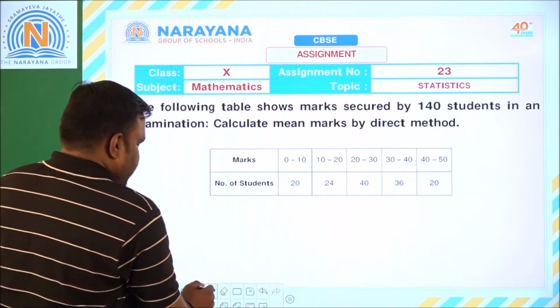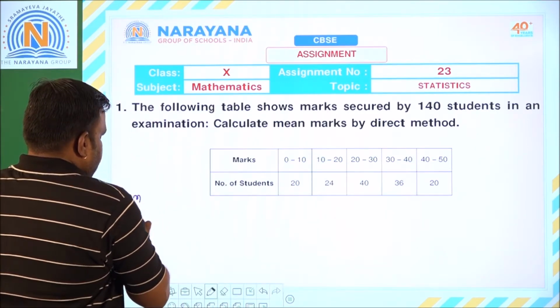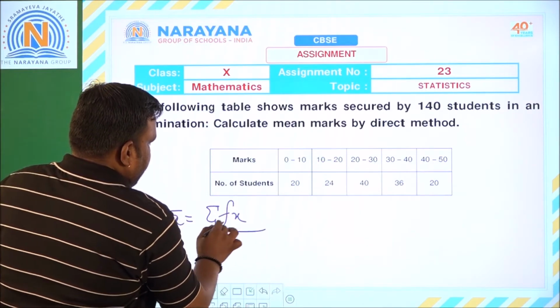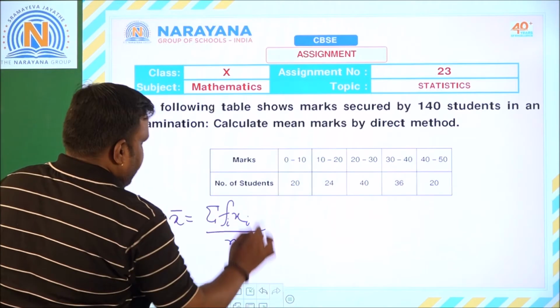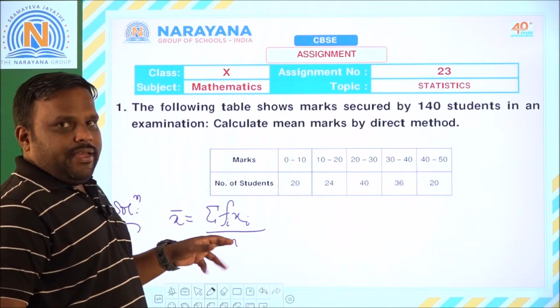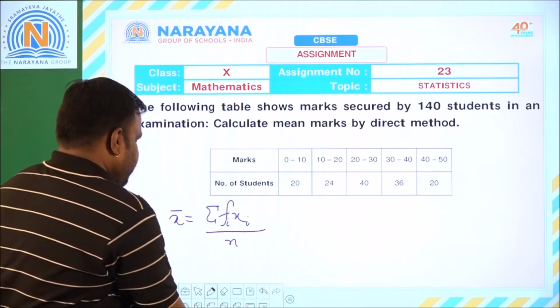So we know the formula used for calculating mean by direct method. X bar is equal to sigma fixi by n. This is the formula used. So x bar is nothing but the arithmetic mean. So you have to find out with the help of this formula. So let us calculate this.